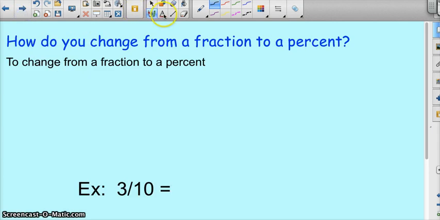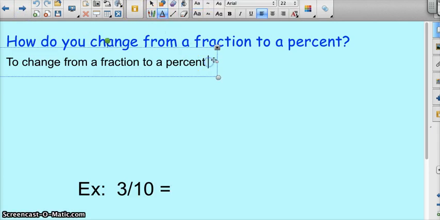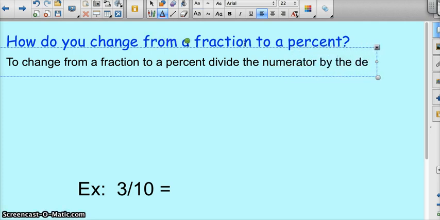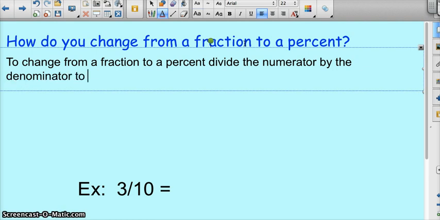So, here we go. How do we change from a fraction to a percent? Let's start with that. To change from a fraction to a percent, what you need to do is divide the numerator by the denominator, to turn a fraction into a decimal. So that's step one. Divide top by bottom to turn the fraction into a decimal.